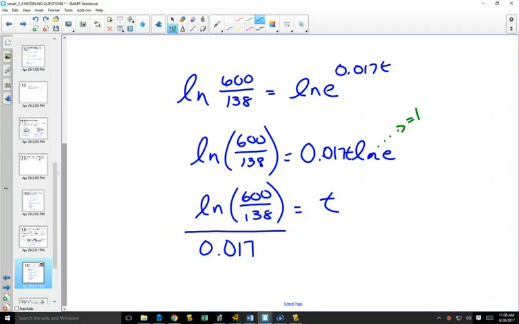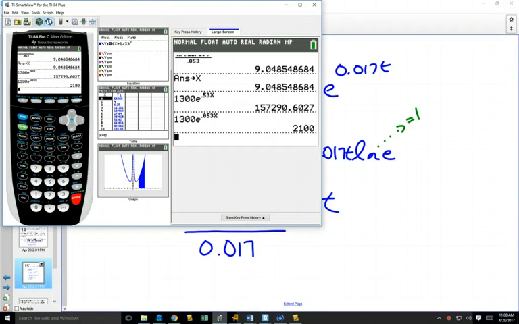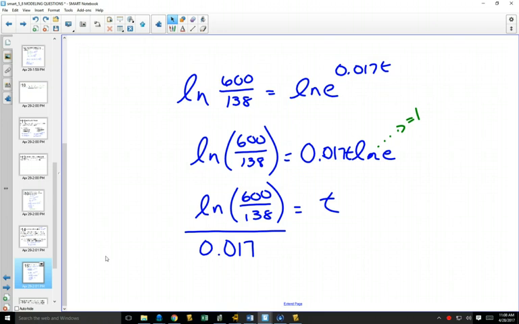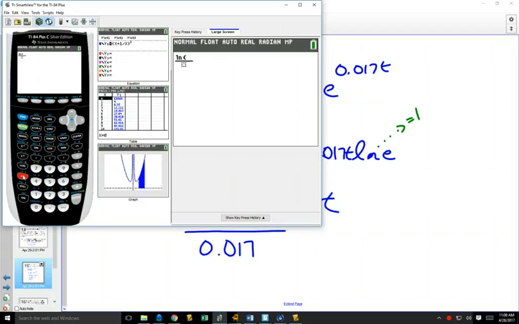The last thing you're going to do is you're going to go to your calculator. Again, since we're dealing with logarithms and a lot of things in a fraction, it does make sense if you have the fraction button to use it. So on the top of our fraction, we have natural log of 600 divided by 138. And you can even use the fraction button within a fraction if you wanted to, divided by 0.017.